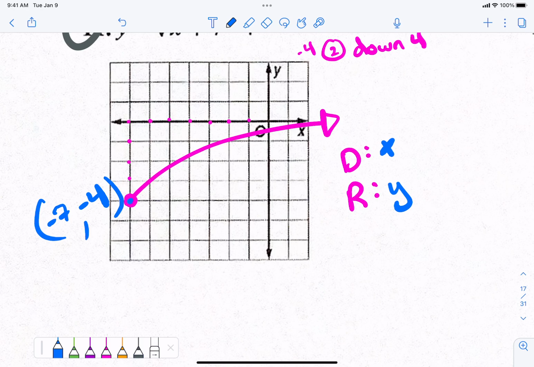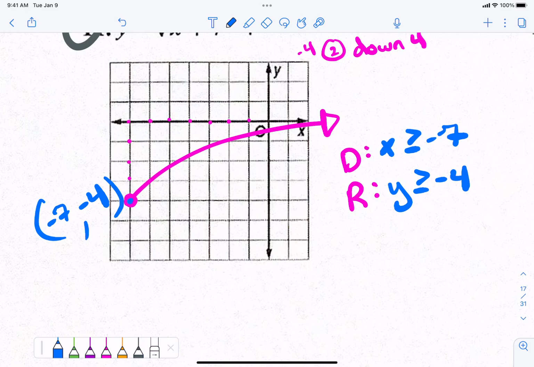The X's: he will not go to the left forever, but he will go to the right forever, so the X's have to be greater than or equal to minus 7. Okay? Now the Y's. He will go up forever, but he won't go down forever, so the Y's have to be greater than or equal to minus 4. Got it? Perfect.